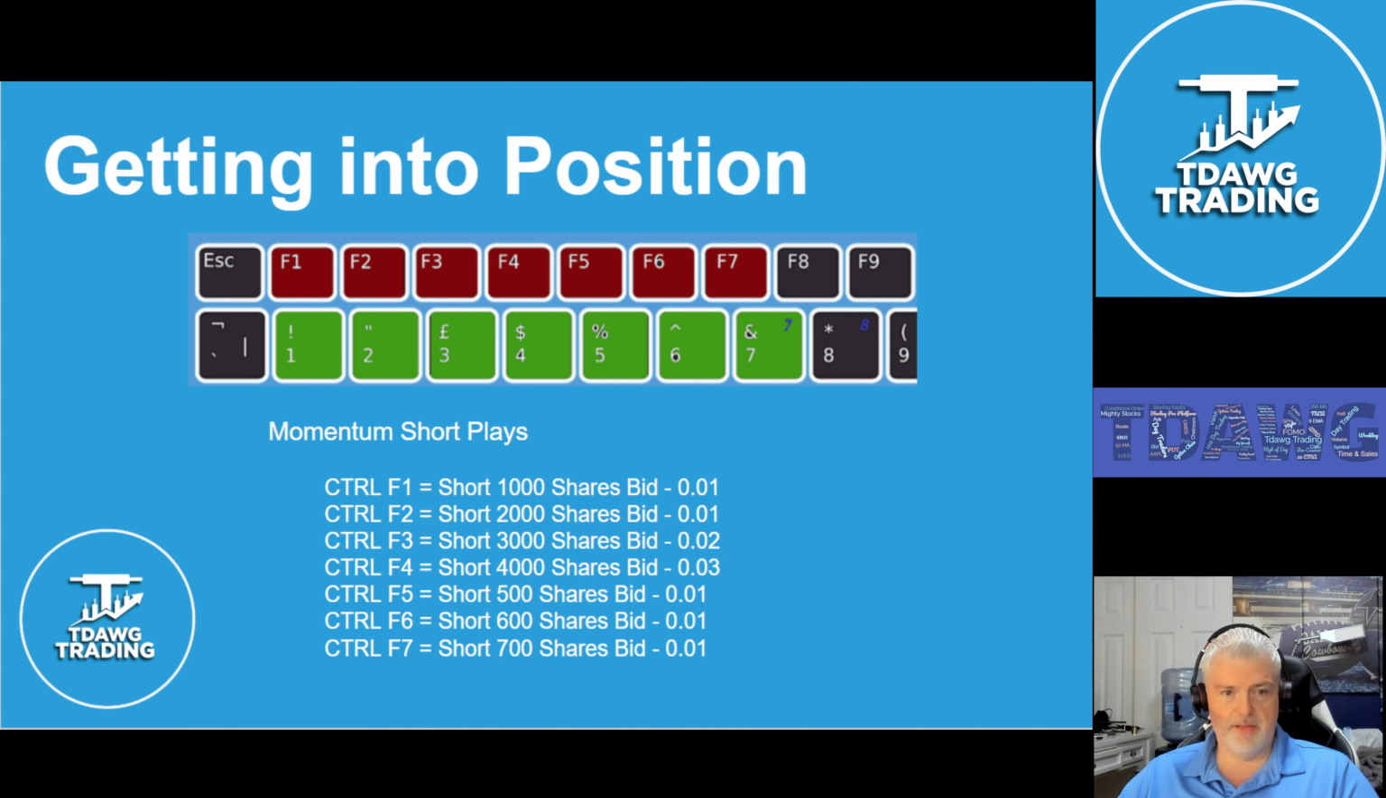All right, so short plays. Obviously that's my F1 keys, what I have here in kind of burgundy red. I use Control F1. Again, same exact process, but in reverse, obviously.